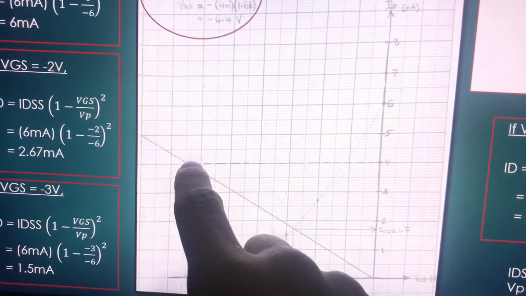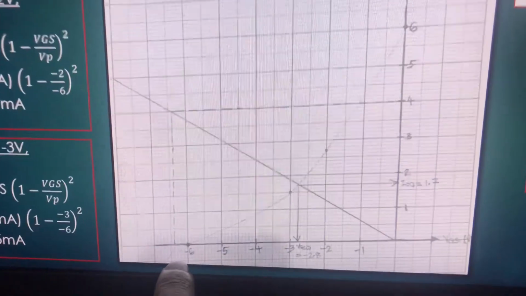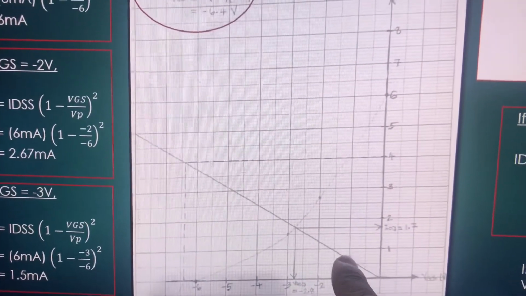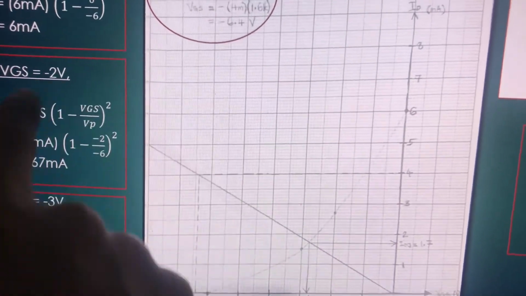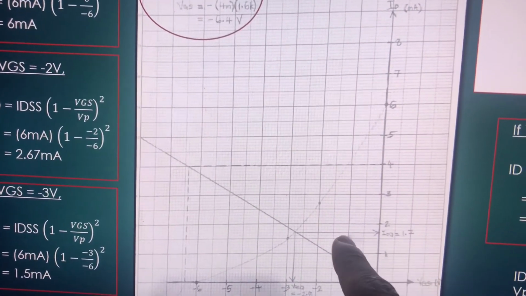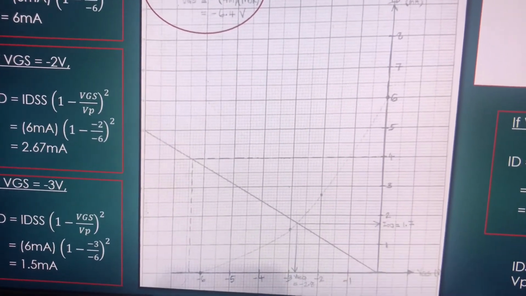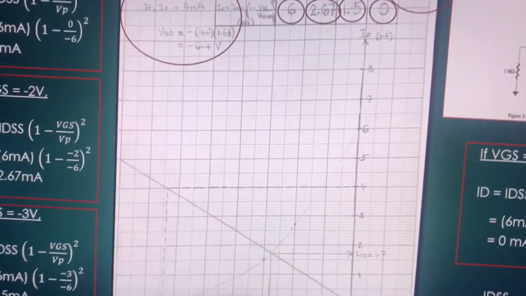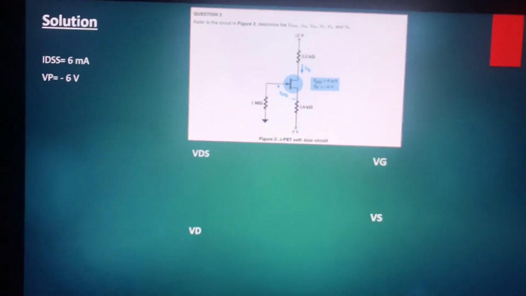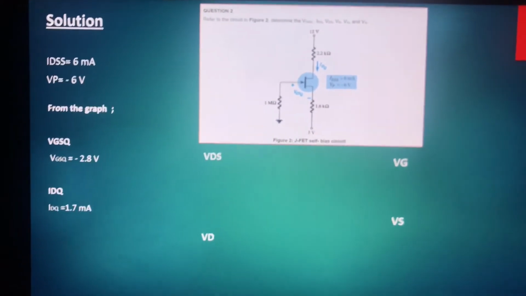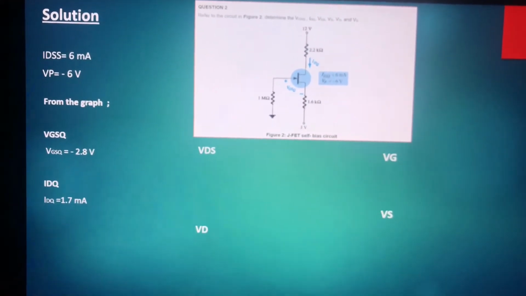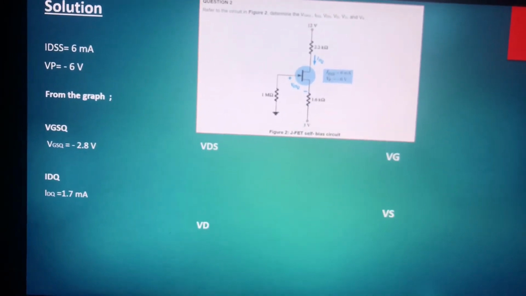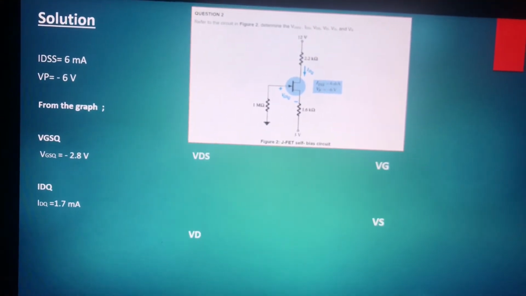So we draw the line, and this negative 6.4 volt, line. And we create the linear line, and we can get the IDQ 1.7 and the VGSQ. Alright. For the mathematical calculation method, from the graph we can get VGSQ negative 2.8 volt and IDQ 1.7 milliampere.